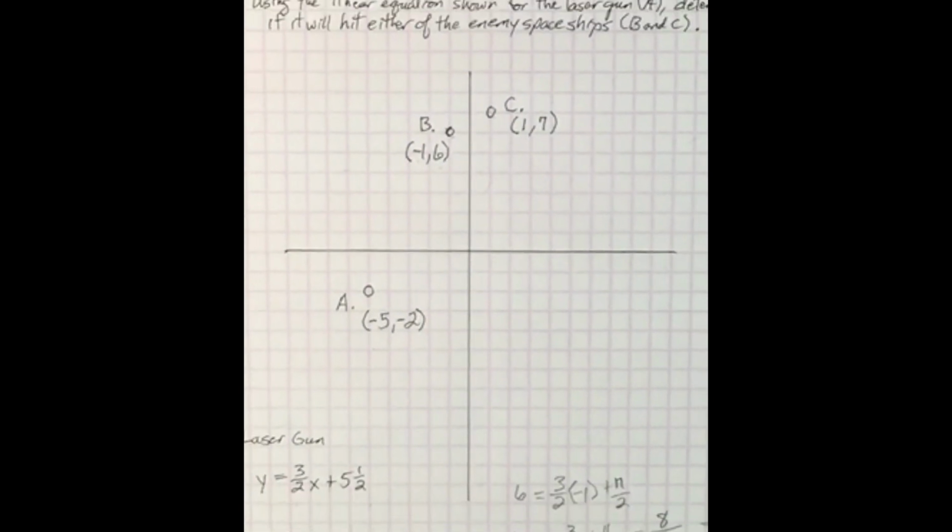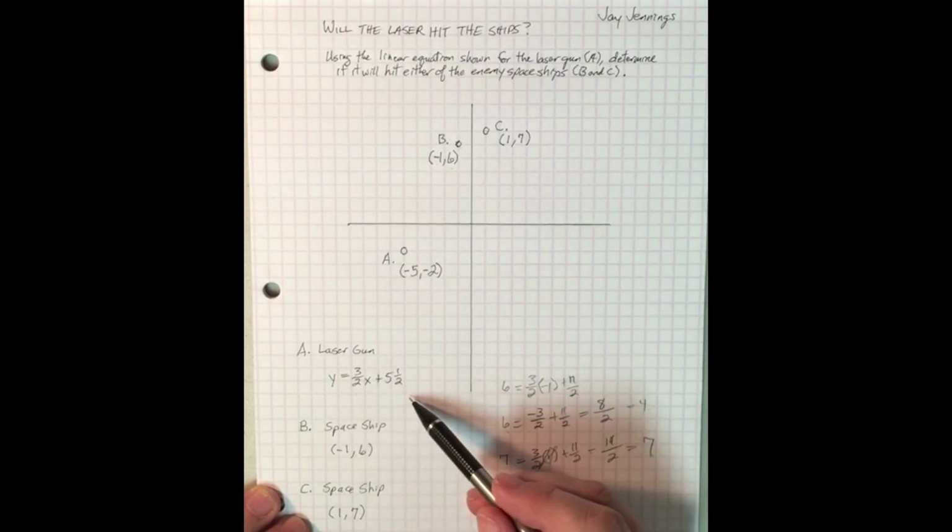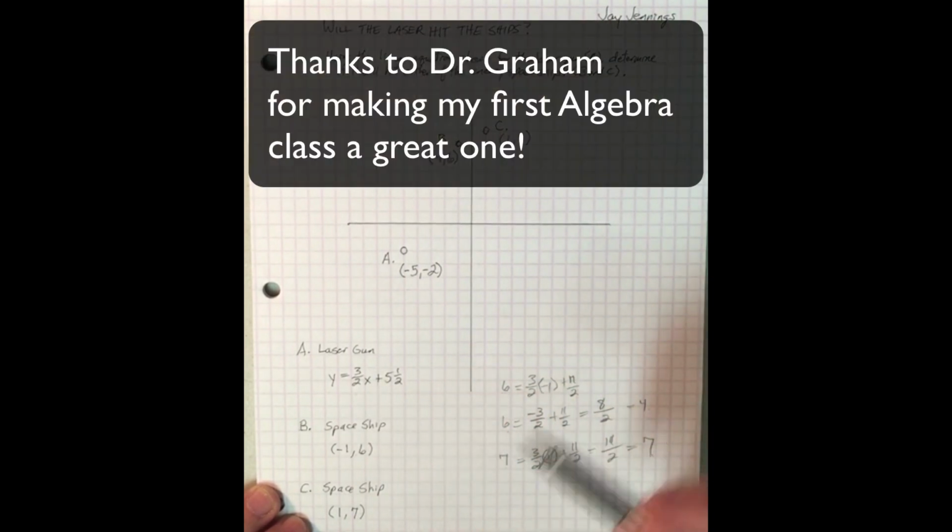So this is an example of using different points on a graph, plugging them into a linear equation, and finding out whether those points exist on that line or not.